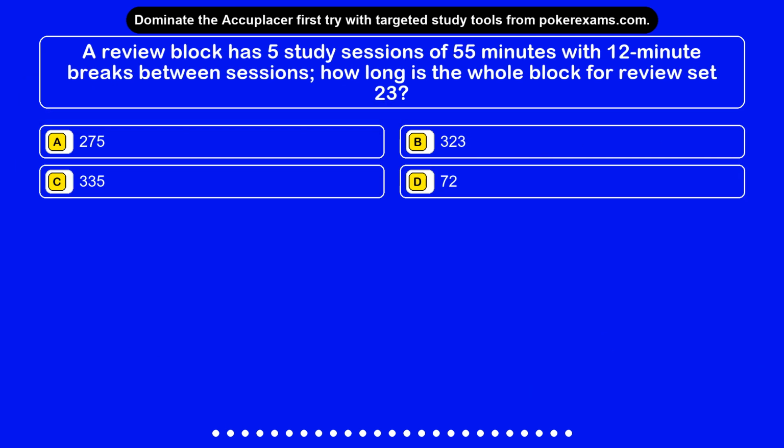Question 8. A review block has 5 study sessions of 55 minutes with 12-minute breaks between sessions. How long is the whole block for review set 23? Option A, 275. Option B, 323. Option C, 335. Option D, 72.